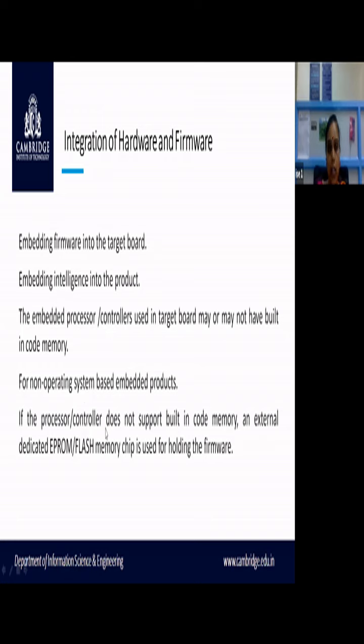If the processor or controller does not support built-in code memory, then you should have an external dedicated EEPROM or flash memory chip used for holding the firmware. Suppose your processor or microcontroller chip does not have built-in code memory. Then you should have a dedicated EEPROM or flash memory chip for holding the firmware, and that will be outside the microcontroller or the processor.